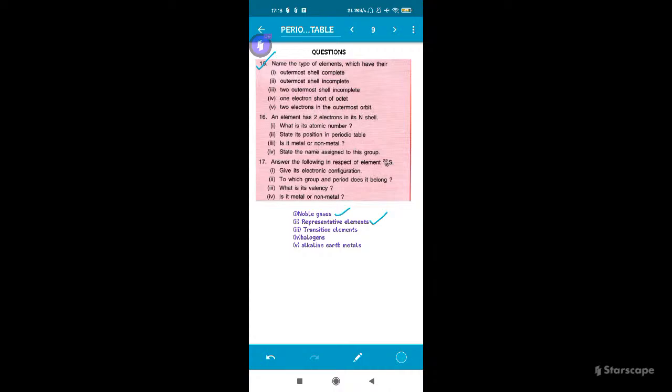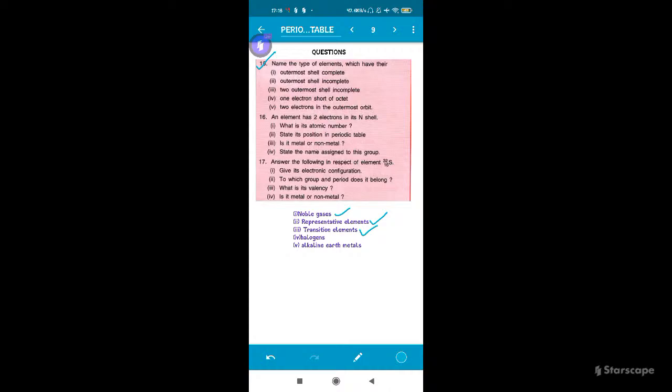Next is 2 outermost shells incomplete. That means this is a very special type of element and they are called transition elements. We have studied about it yesterday. Next is 1 electron short of octet. That means there are 7 electrons. For becoming octet, they require 1 more electron. So which type of elements have 7 electrons in their outermost shell? They are called halogens. So the answer will be halogens or the group 17 elements.